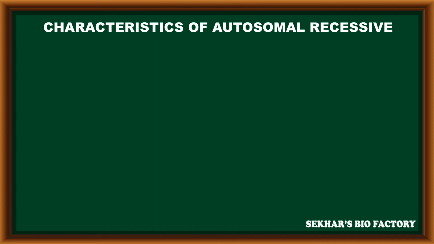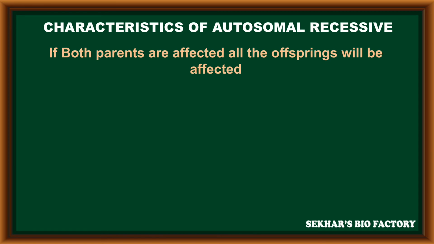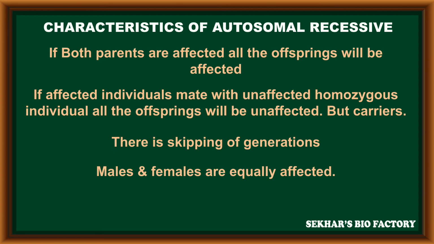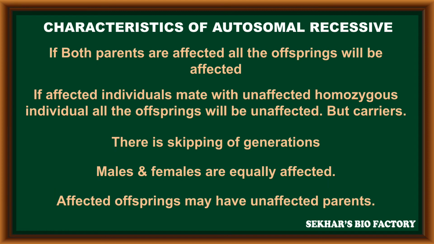And one more type is the characteristics of autosome-linked recessive disorder. In this, if both parents are affected, all offspring will be affected. If an affected individual mates with an unaffected homozygous individual, all offspring will be unaffected but act as carriers. There is a skipping of generation, and male and female are equally affected. So these are the characters that help to identify the autosome-linked recessive disorder, and affected offspring may have unaffected parents. These are the important clues.